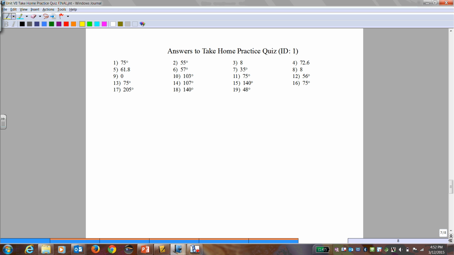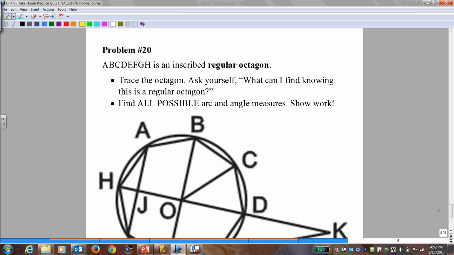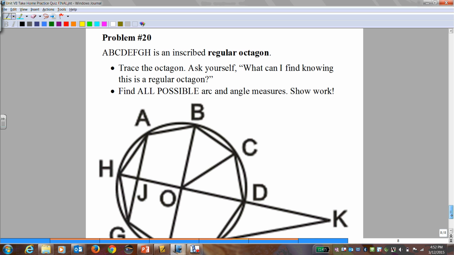Make sure you check your work when you're done with all those problems. This last problem says A, B, C, D, E, F, G, H is a regular octagon. Regular. Ask yourself, trace the octagon. What can I find knowing this is a regular octagon? You obviously have to think of our previous unit, Unit 6. And then you want to find all possible arc and angle measures. Show your work in the margin.